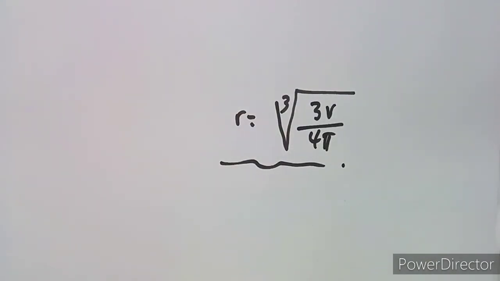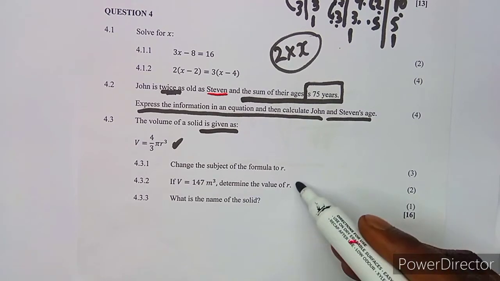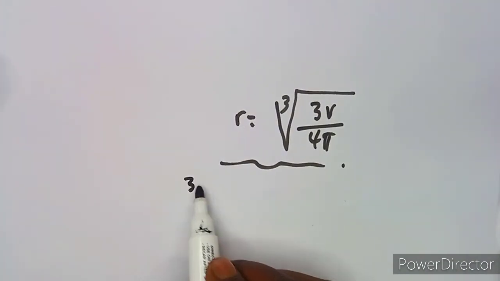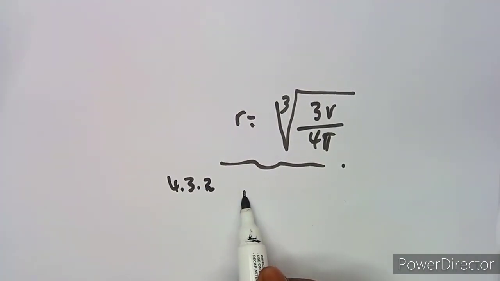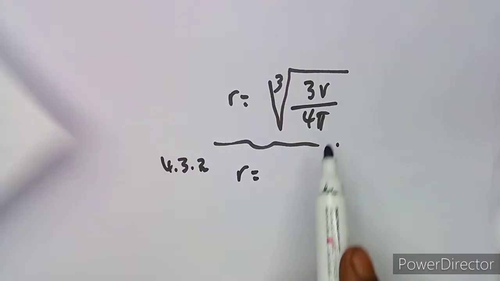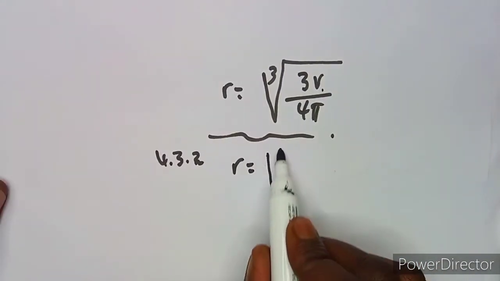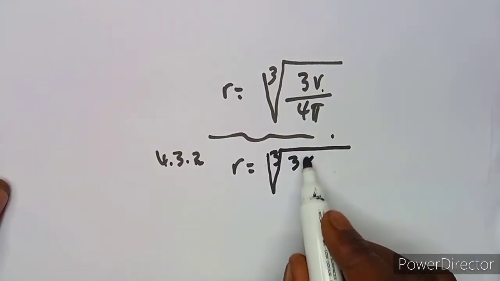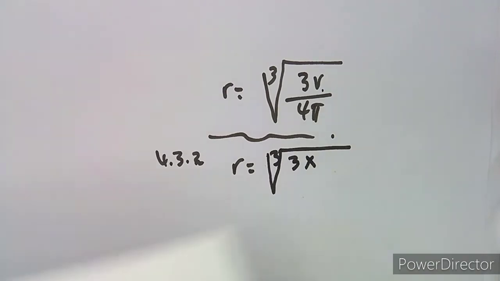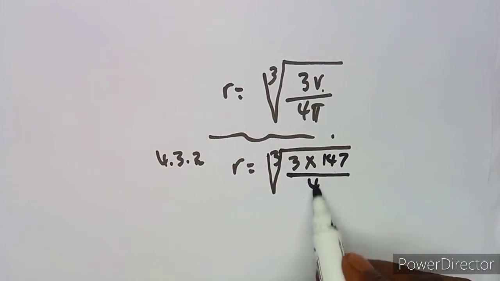All right, so that's what we had, guys. So the question is, if V is 145 cubic meters, determine the value of R. This one is simply a matter of substituting. So that's 4.32. We have to substitute. R is equal to the cube root of 3 times V, which is 147, over 4 pi.